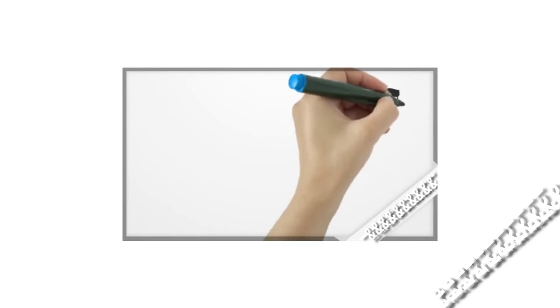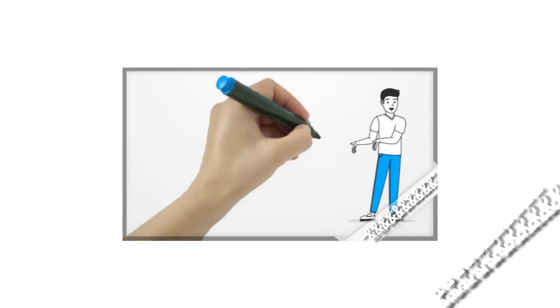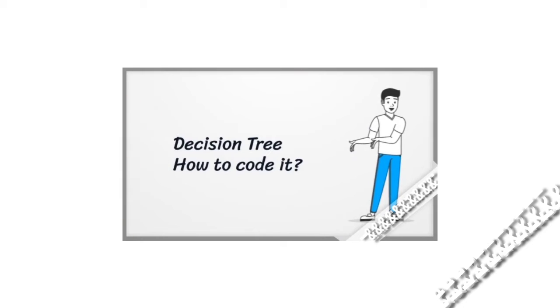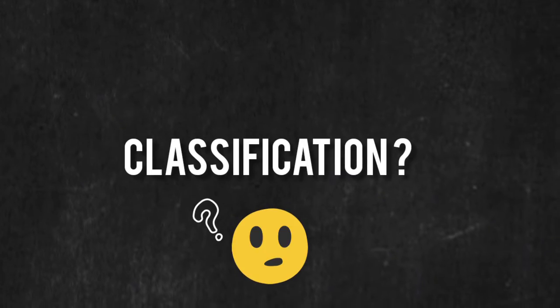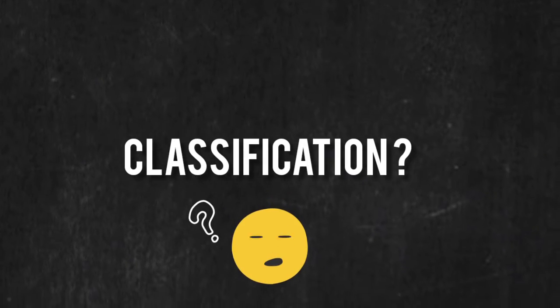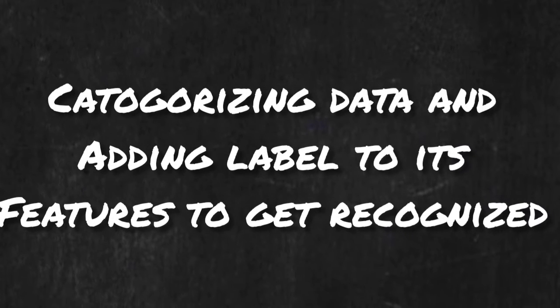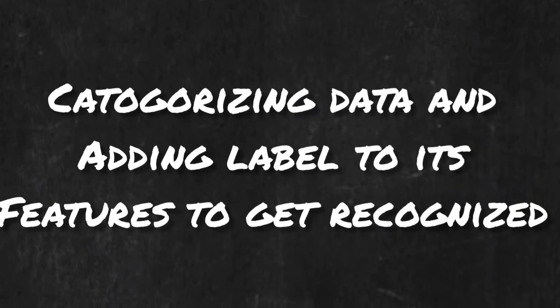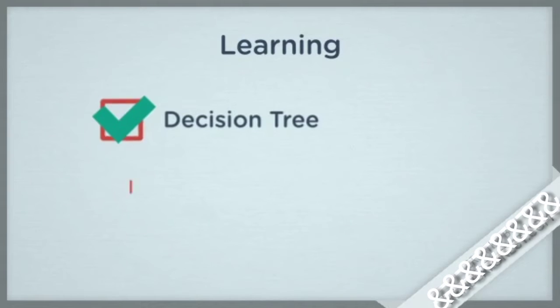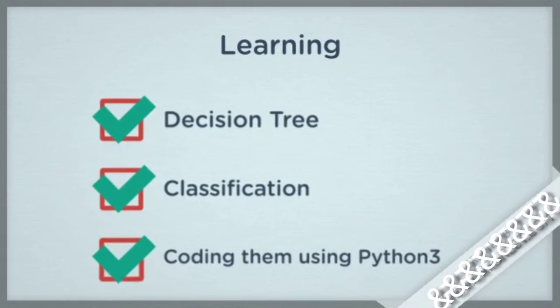Today in this video, we have some important tasks to be done. We are going to discuss what are decision trees and how can we code it using Python 3. Well, what is classification? Classification is categorizing data and adding a label to its features to get recognized. Decision tree classification and coding them using Python 3 are today's tasks.